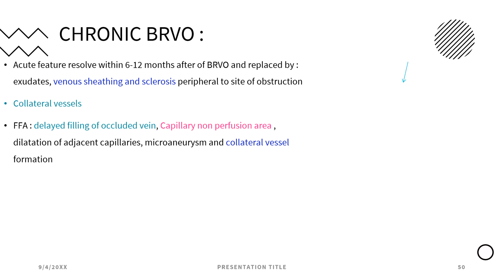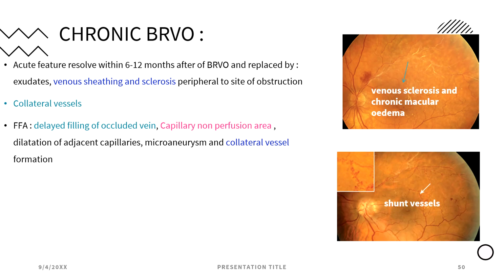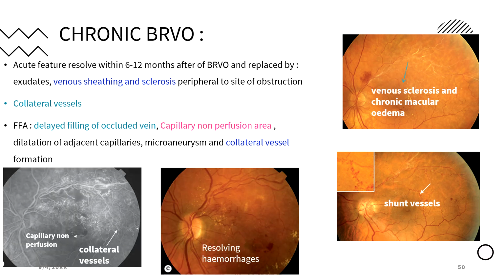Chronic BRVO. Acute features resolve within 6 to 12 months after the BRVO and are replaced by exudate, venous sheathing, and sclerosis peripheral to the site of obstruction. There will be presence of collateral or shunt vessels. FFA shows delayed filling of the occluded vein, capillary non-perfusion areas, dilatation of adjacent capillaries, microaneurysms, and collateral vessel formation.